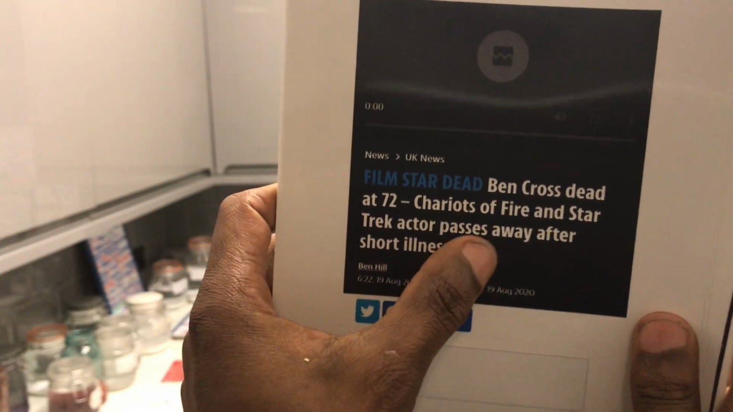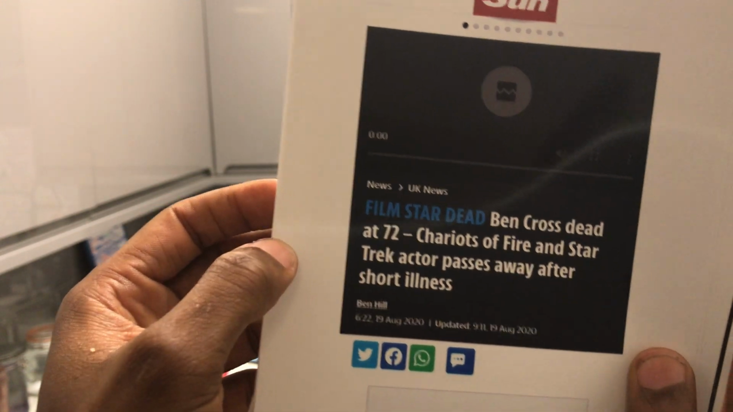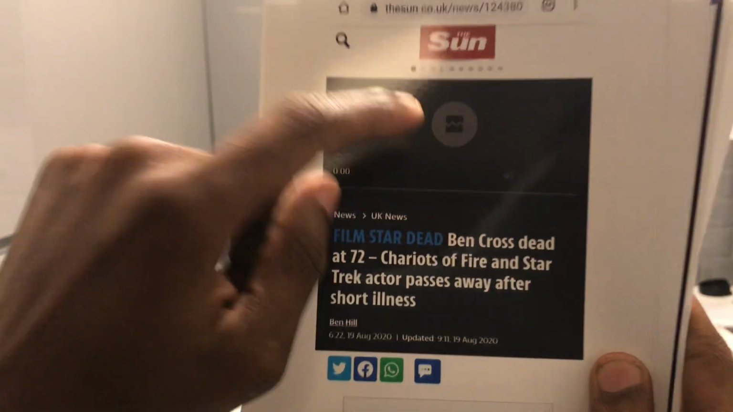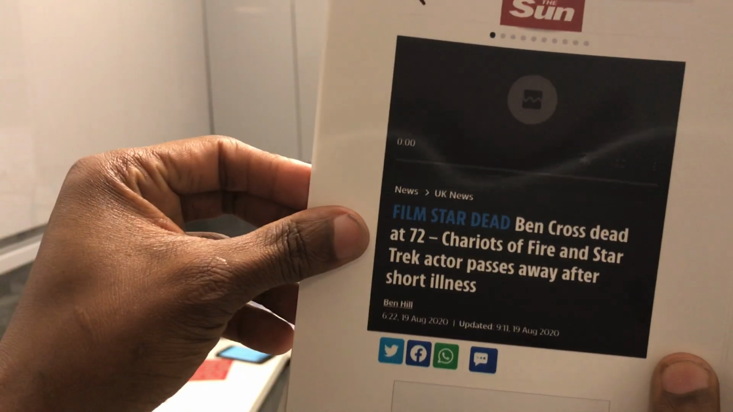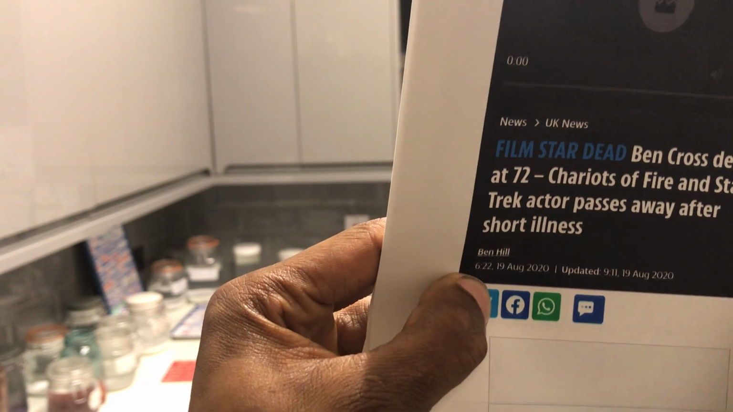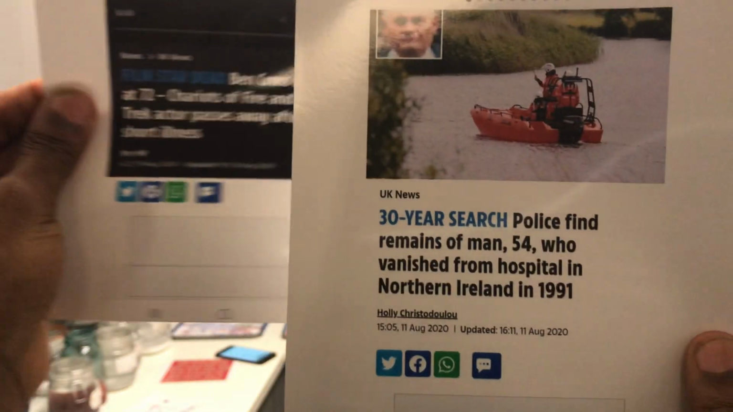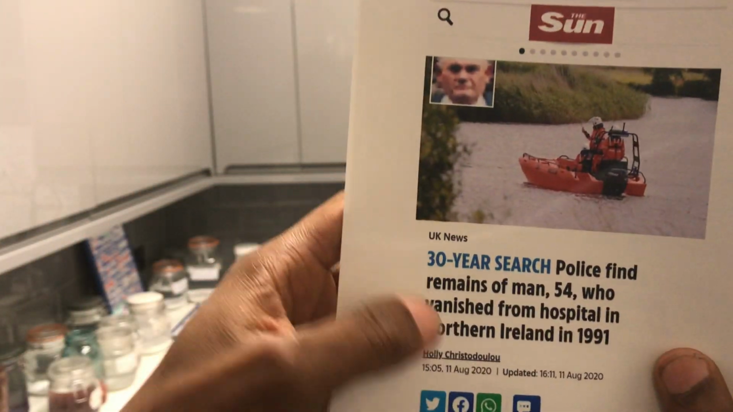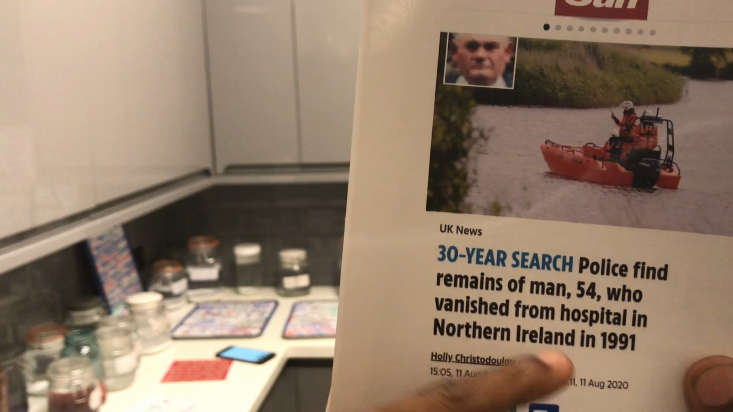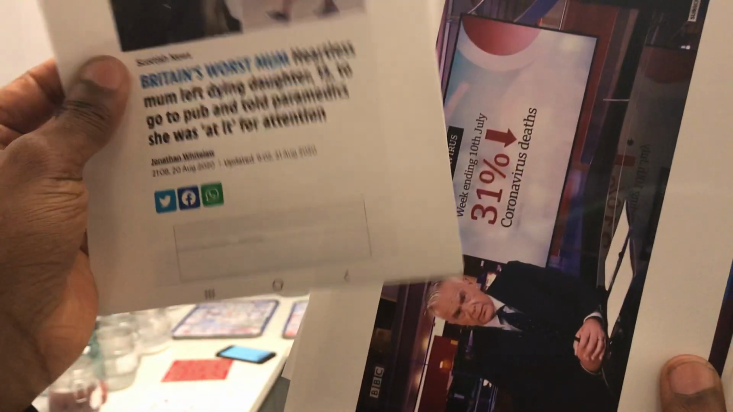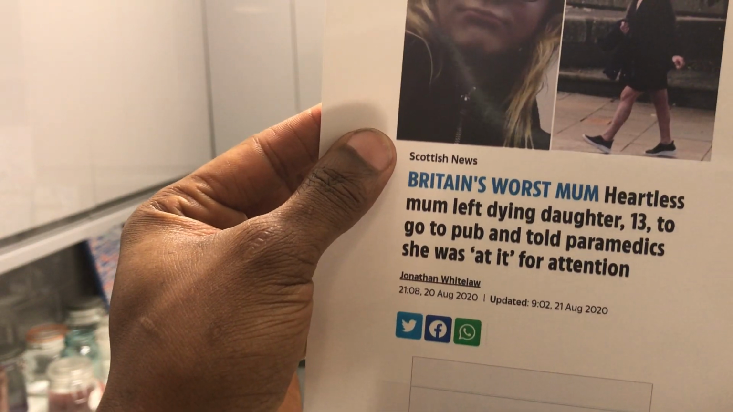Film star died, Ben Cross 72, this is the 9s. You're always going to see these 4s and 9s constantly. Trump's, I think his brother or his father died at 72 the other day. This is at 6:26, updated at 9/11. See here, we're coming up to 9/11 right now. And then here, look, this is constant. Police find remains of a man who was 54. This is all now, right? It's just constant. Heartless mom 13, right? You'll just keep seeing it. Heartless mom, worst mom in the world, 13.